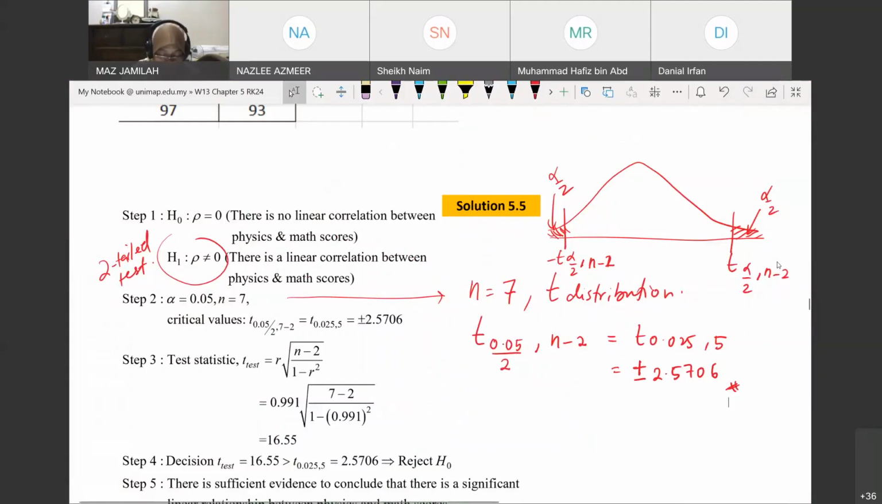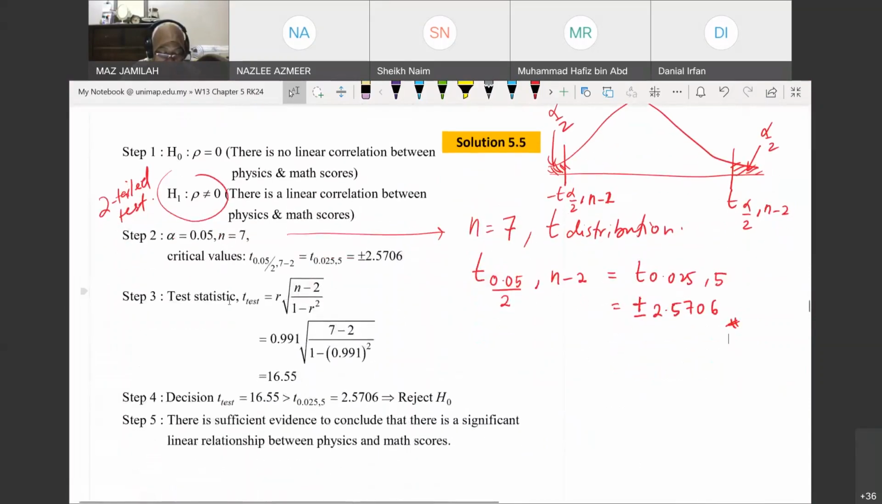Once you have got your critical value, find your test statistic. That would be your calculated t. Now, in terms of your SLR, your calculated t or your t-test is obtained by using this formula. You are going to use your r, square the r, and use your sample size, your n. For our math and physics example just now, our r is equal to 0.991. So put everything together into your formula, and you are going to have your test statistic equal to 16.55.